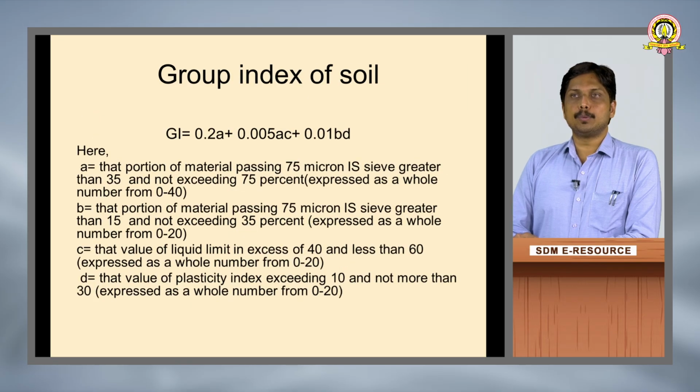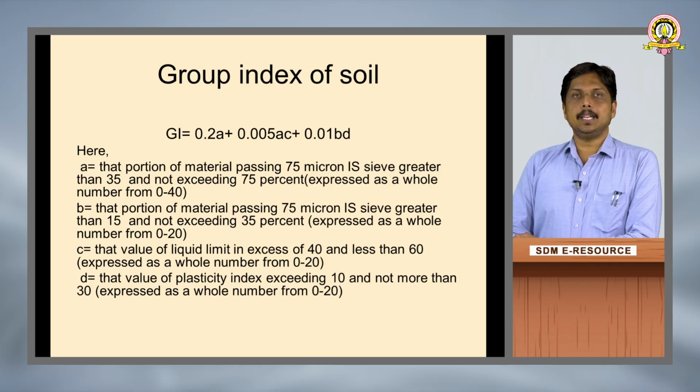Now, coming to the group index, it is given as 0.2A + 0.05AC + 0.01BD. Here we need to understand what is this A, B, C and D, that is very important in calculation of the group index of a soil. And group index is used for classifying the soil which falls under the same group, that I will explain later.